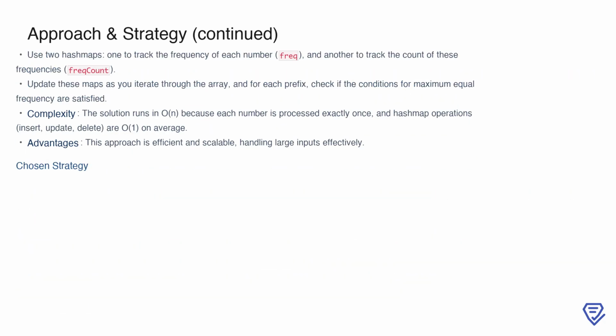A more optimized approach leverages hash maps to track frequencies efficiently. Instead of recalculating frequencies from scratch for each prefix, we maintain two hash maps, one to store the frequency of each number and another to track the occurrences of these frequencies. This allows us to dynamically update the frequency counts as we iterate through the array. The key observation is that for the array to satisfy the condition of maximum equal frequency, one of three scenarios must hold: either all numbers have the same frequency, all numbers except one share the same frequency while the exceptional number appears once, or all numbers except one share the same frequency with the exceptional frequency being exactly one higher.